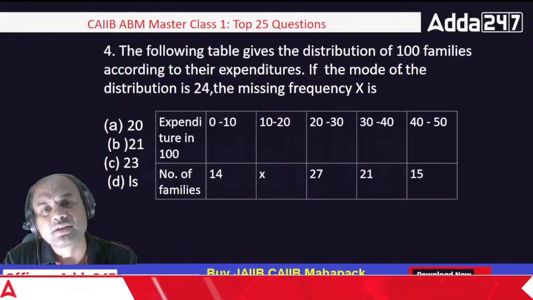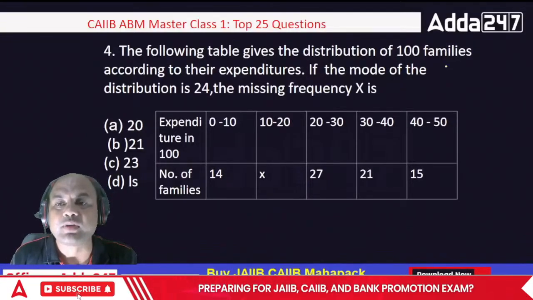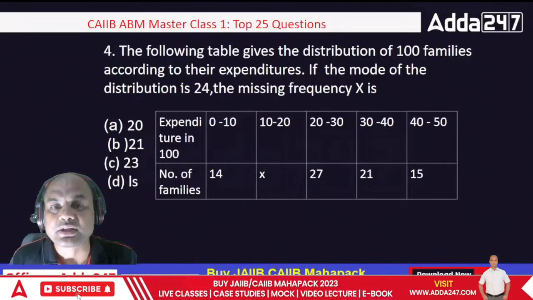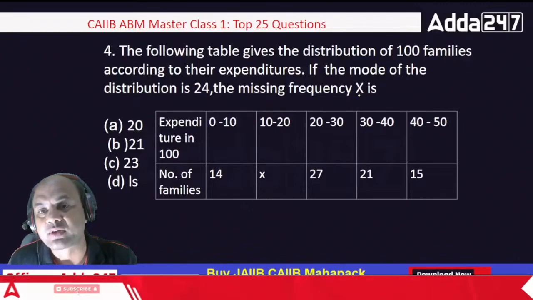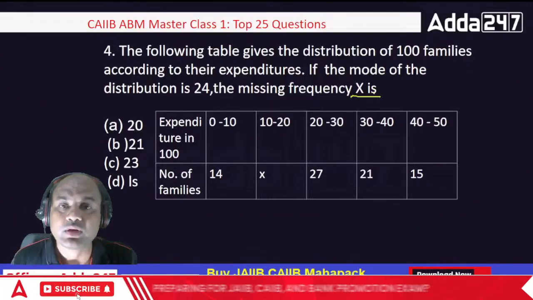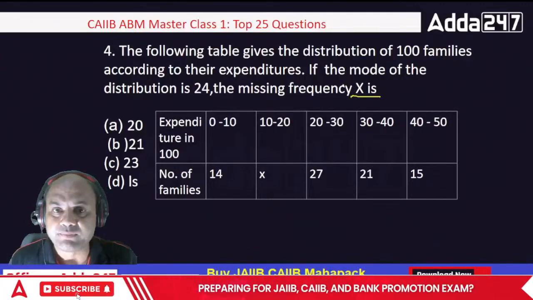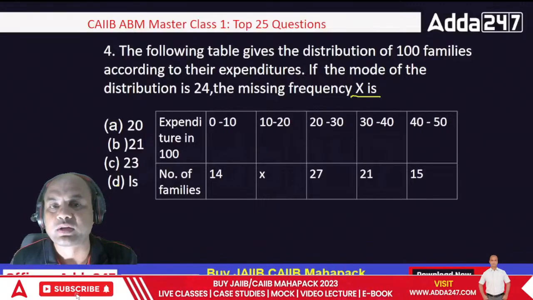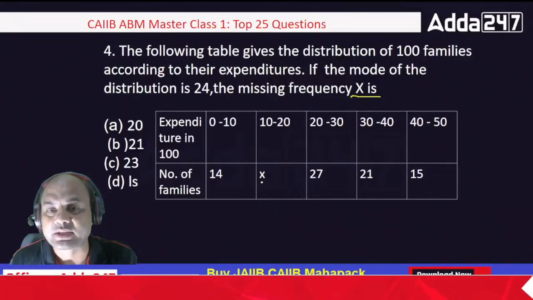The following table gives the distribution of 100 families according to the expenditure. If the mode of the distribution is 24, then the missing frequency X is somewhat difficult one. Okay, everyone pay attention. See this. There are 4 options given over here, and we have to find out the value of X.